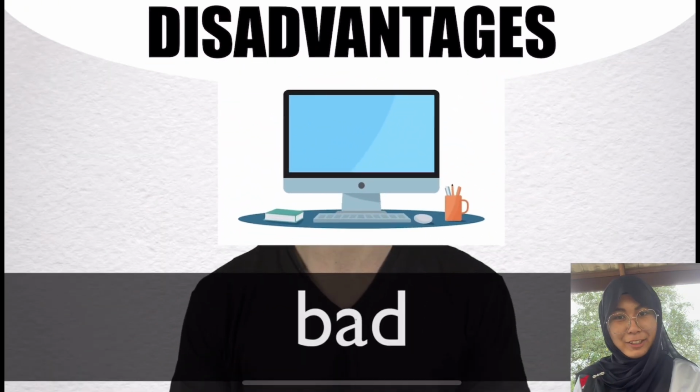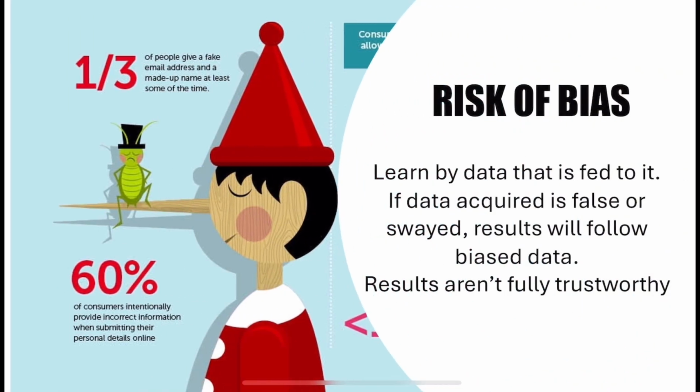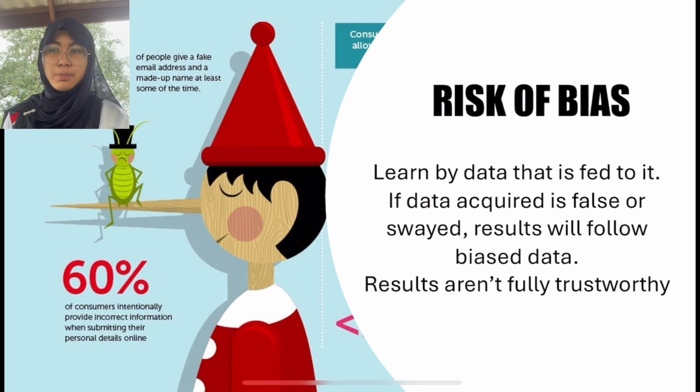Now, onto the disadvantages of machine learning. The first major disadvantage is a high risk of bias, especially when the data provided to the machine is either insufficient or incorrect altogether. What this can do is skew the data one way or another.